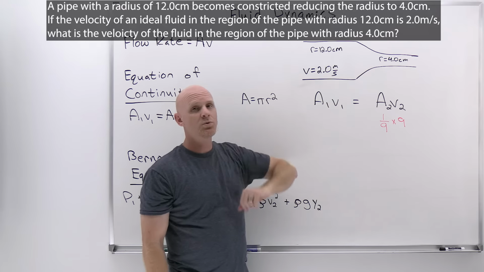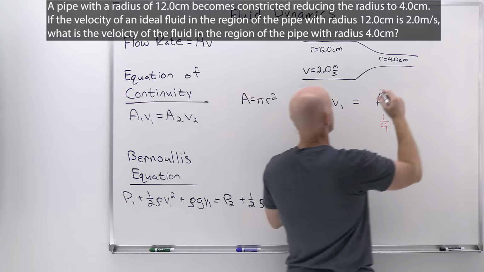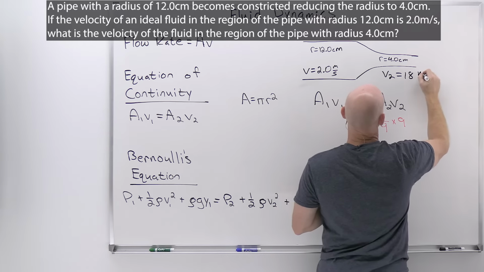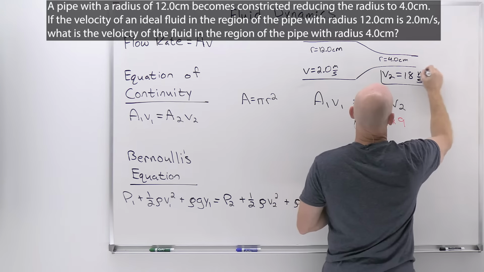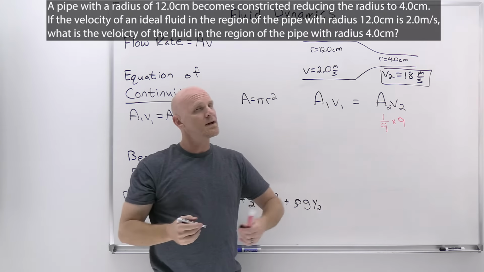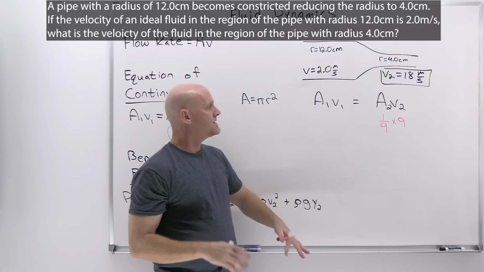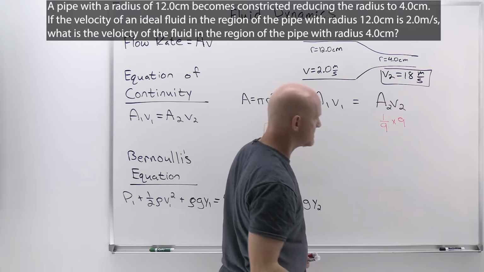And so in this case, if it was 2.0 meters per second in this larger region, then here V2 is going to have to be 9 times bigger than that, and it's going to have to be 18 meters per second. Now, if you didn't like that line of reasoning, and I highly recommend you're going to want to like that line of reasoning, but if you didn't, we can also just plug some values in here.